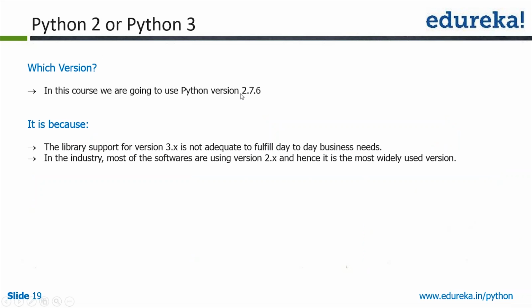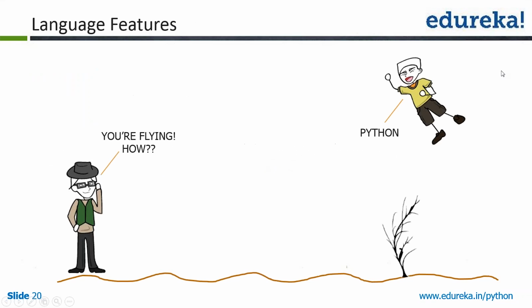You could use any version. I use 2.7.5. You could use 2.7.6 or anything up to 2.7 subversion 10. And I've already told you the reason, because version 3 is not adequate to fulfill day-to-day business needs because of its lack of support for all the Python libraries. Most of the software uses version 2.x. It's actually 2.7, any subversion. That's the most stable one, and that's the most widely used version in Python.